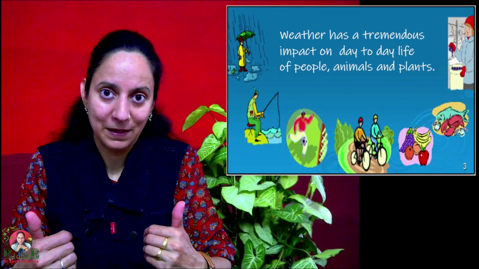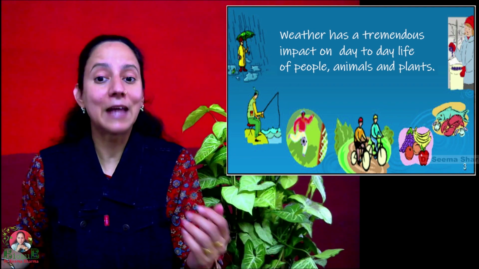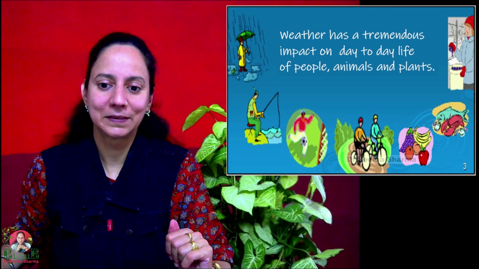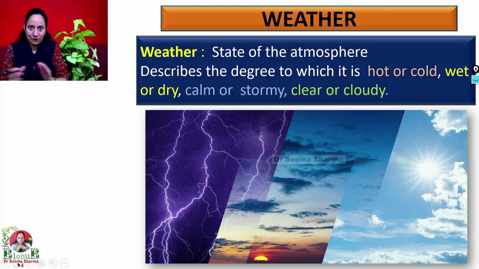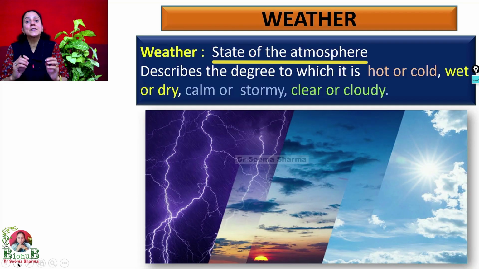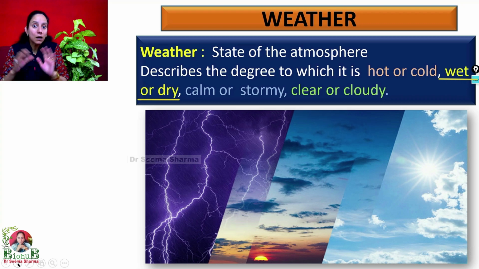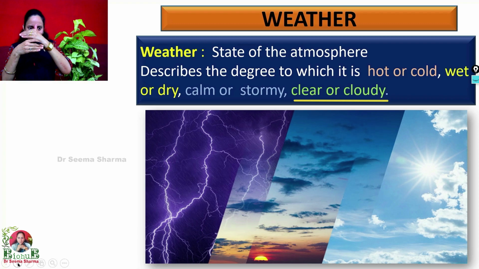Dear viewers, you have a general idea of what weather is because it's part of our life and it is affecting us in many ways. And that is what we have to learn in this video. Weather is actually a state of the atmosphere and it describes the degree to which it's hot or cold, wet or dry, calm or stormy, clear or cloudy.